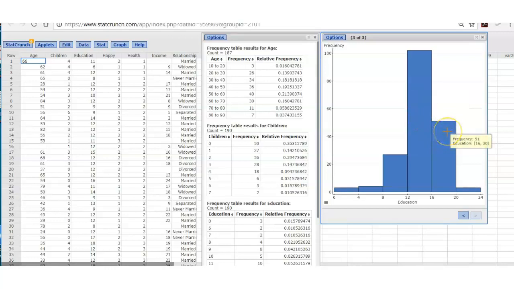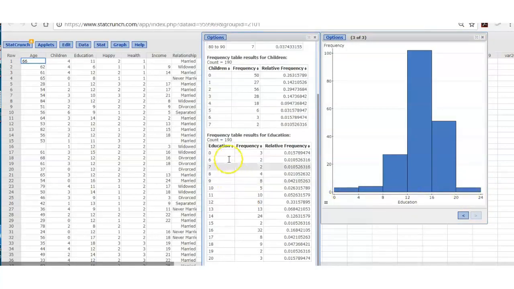Then the next highest one is from 16 up to 19. This is people who had from 4 up to 7 years of college after high school. We can see that these other 3 classes had very few respondents. This histogram does something that our frequency table over here didn't do. This one we didn't have any way to group those together.